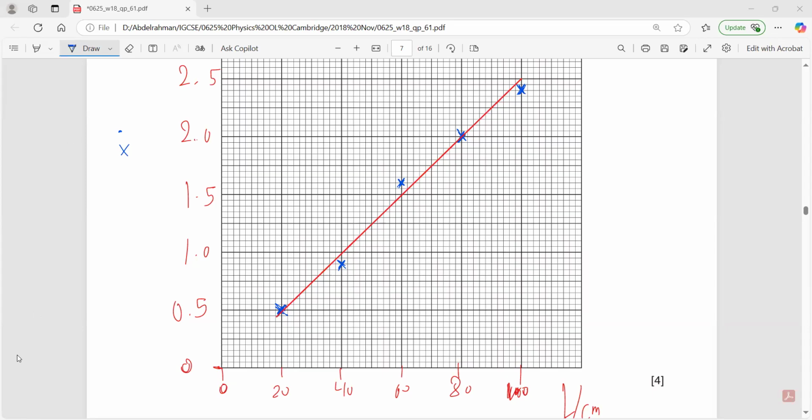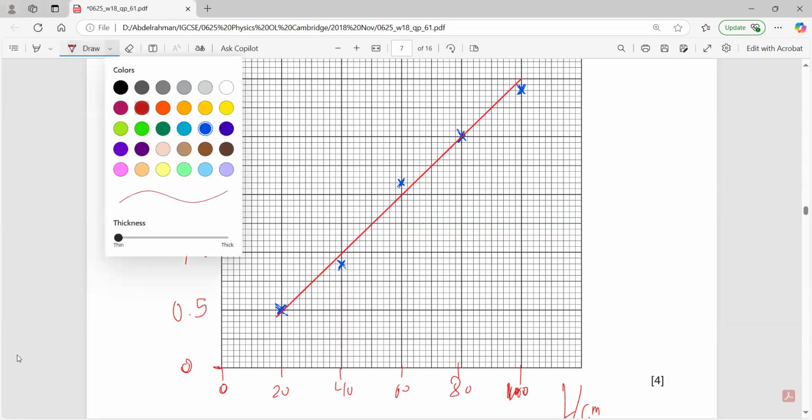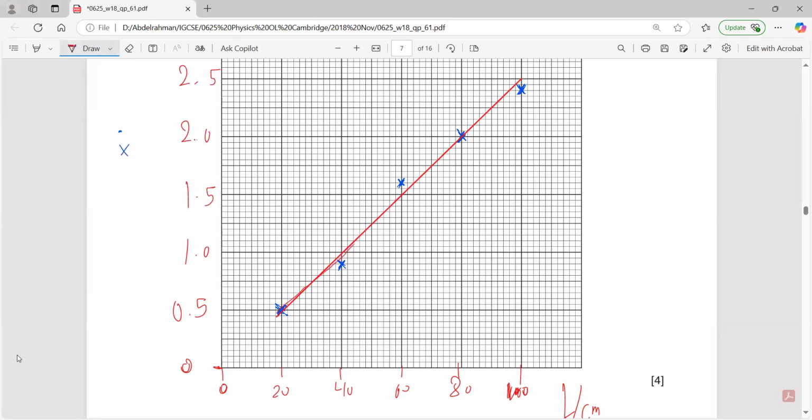Let me draw it again on this graph. Of course, this is using a ruler, guys. It goes without saying. You have to draw this using your ruler. We do not join the points. Okay, you are not joining the points.